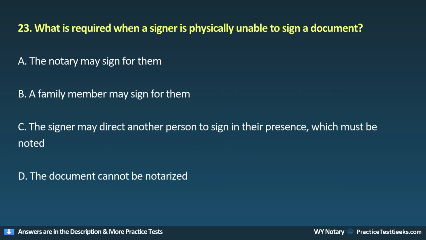23. What is required when a signer is physically unable to sign a document? A. The notary may sign for them. B. A family member may sign for them. C. The signer may direct another person to sign in their presence, which must be noted. D. The document cannot be notarized.